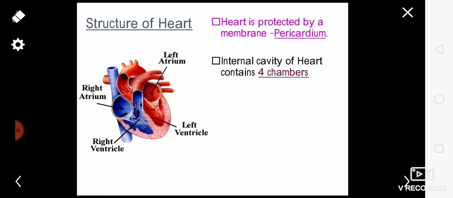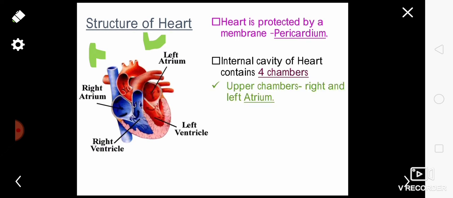The upper chambers are known as atrium. This is the right side and this is the left side. The upper 2 chambers, this one and this one, are known as the right atrium and left atrium, and the lower 2 chambers, this one and this one, are known as ventricles. So the lower chambers are known as right ventricle and left ventricle. These are the 4 chambers. The upper chambers are known as atrium and the lower chambers are known as ventricles.